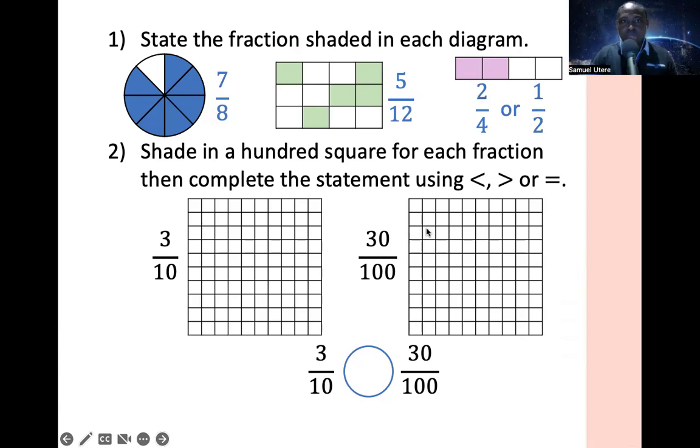Next, we were asked to shade in 100 squares for each fraction, then complete the statement using the less than symbol, greater than symbol, or equal sign. 3/10 means you need to shade 3 columns, each column comprising 10 squares, and then 30 hundredths means you need to shade 30 small boxes, which happens to be exactly the same as the diagram we have on the left hand side. So in this case, we'll use the equal symbol.